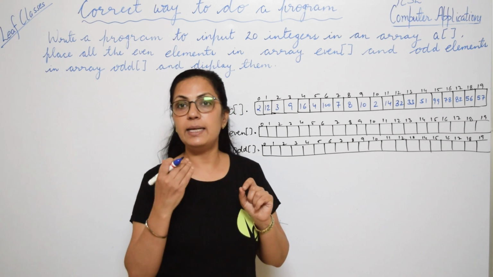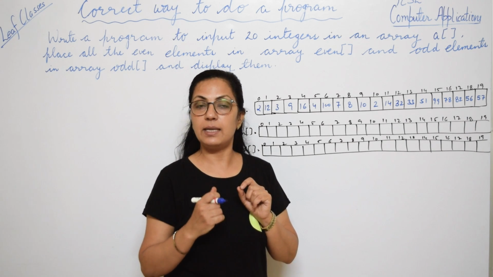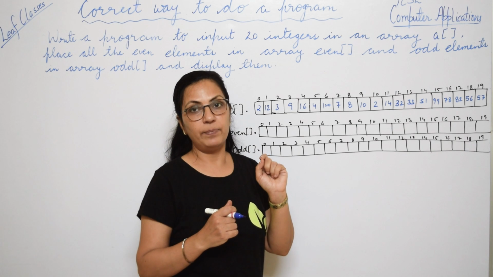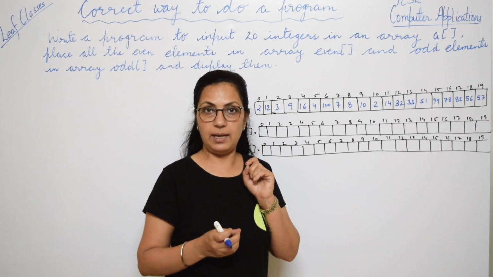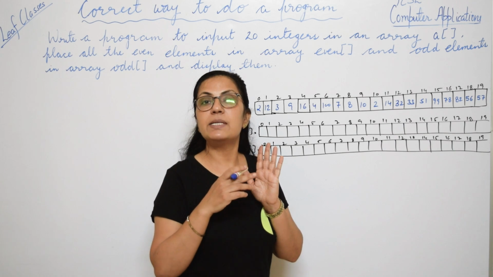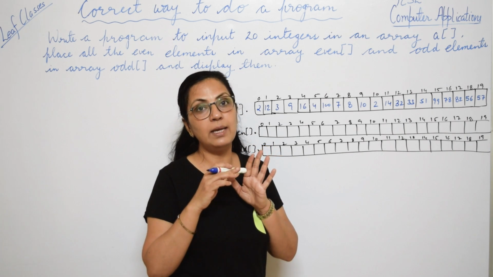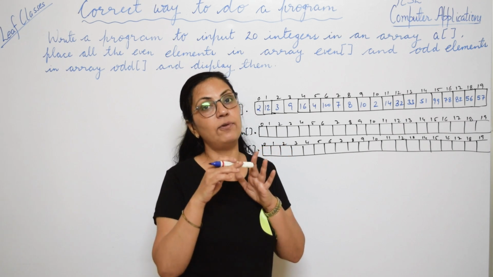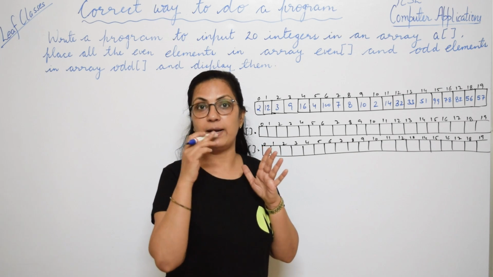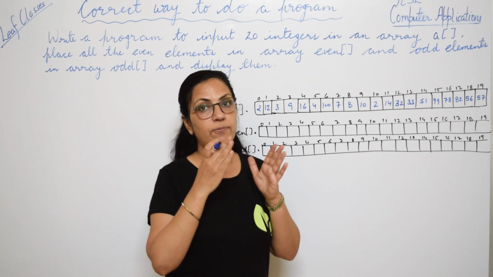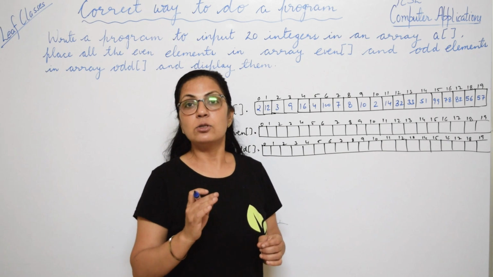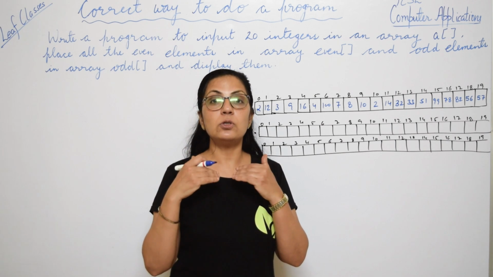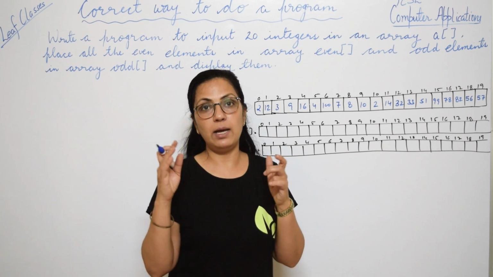Right? When you execute, then only the user will input the array elements in integer array A. The array elements can be all odd, all even. It can be 5 even, 15 odd, or 15 odd, 5 even, or 10, 10. It can be in any ratio, right? So we don't know. Maybe all are even, maybe all are odd.